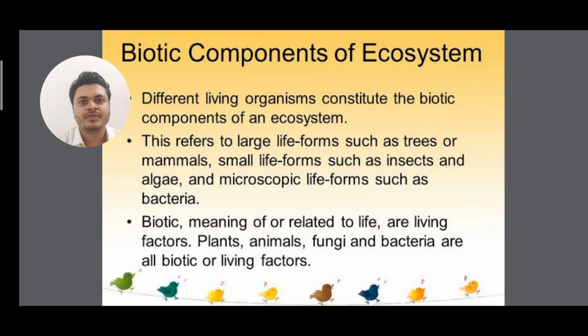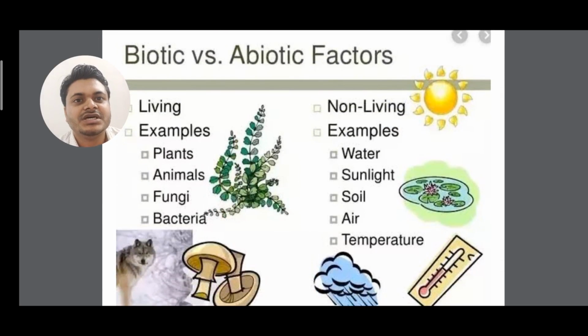Clear? All living factors. That means biotic or living factors include plants, animals, fungi, bacteria, all living substances. So here the differences have been given for biotic and abiotic factors. You can see living factors, for example plants, animals, fungi, bacteria, these are living components, these are biotic components. And non-living means abiotic components, examples water, sunlight, soil, air, and temperature.